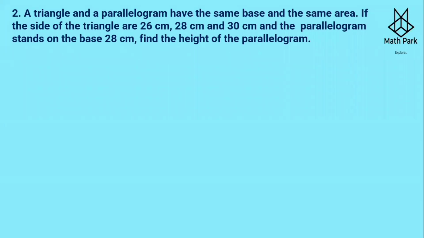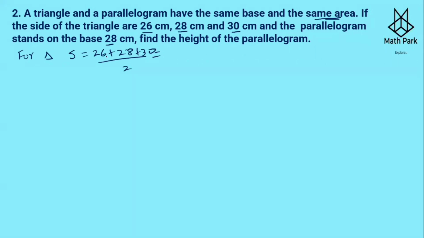A triangle and a parallelogram have the same base and the same area. So remember, same area. If the sides of the triangle are given as 26, 28 and 30 and the parallelogram stands on the base 28, find the height of the parallelogram. So let us find first for the triangle. For the triangle, let us find the semi-perimeter. So S is equal to 26 plus 28 plus 30 divided by 2.